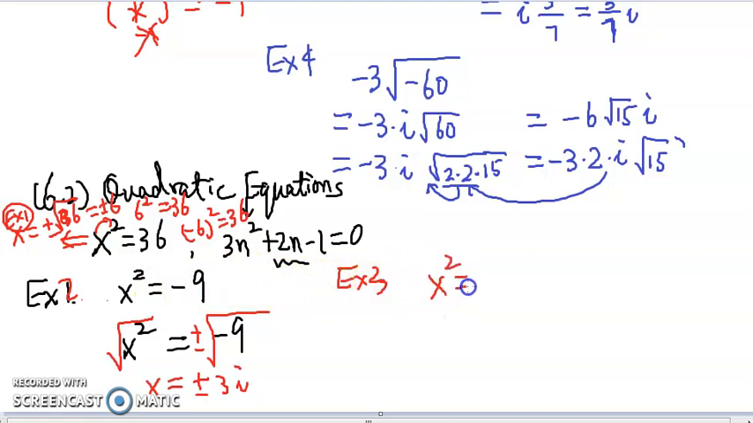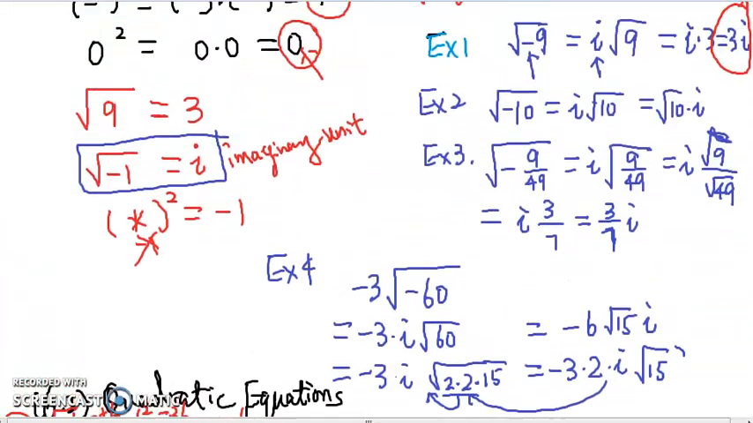What if it's not a perfect square, like x squared equals negative 10? We can do the same thing, take the square root of both sides. And remember to put a plus or minus because we always have 2 answers. The left side gives us x. The right side, we know it's square root of 10 times i from the previous example.